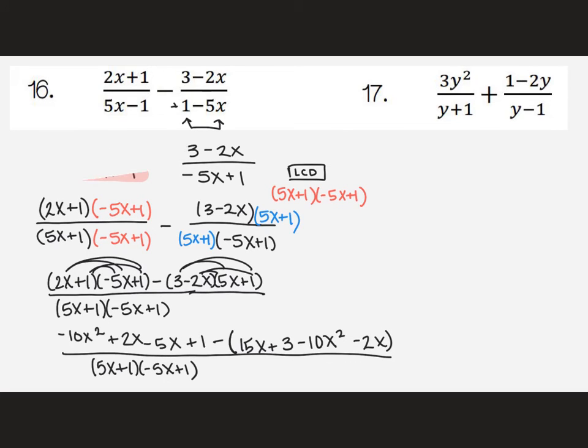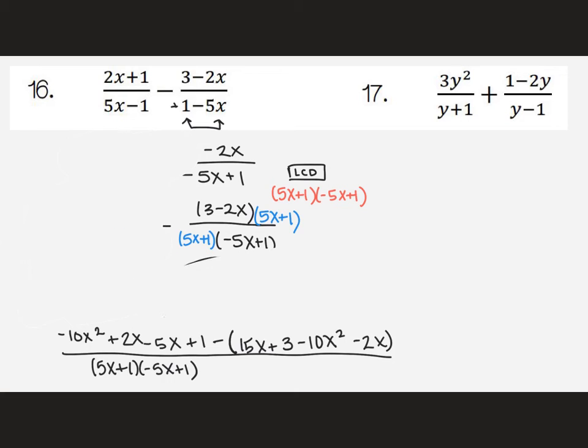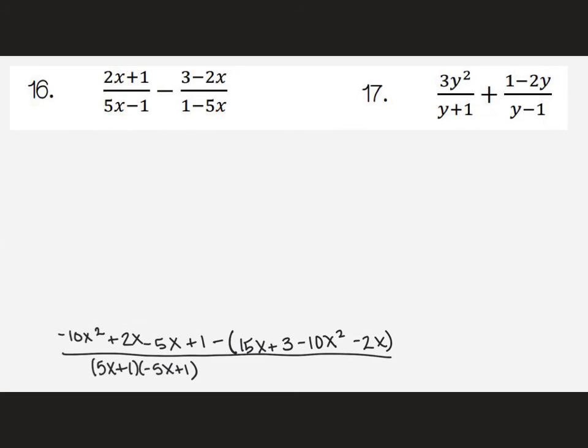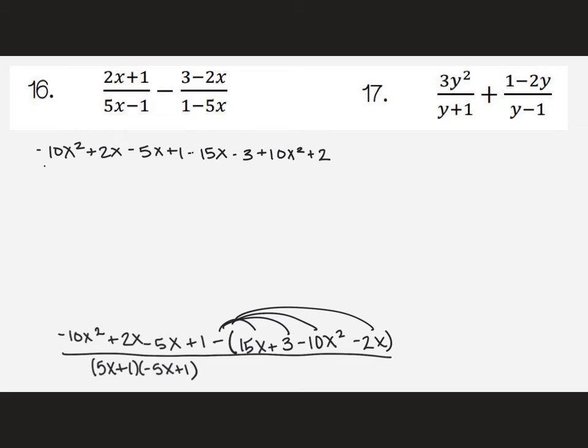I'm going to erase a little so that I have room to write, and then I'm going to distribute that negative through. When I distribute and rewrite, I'll have negative 10x squared plus 2x minus 5x plus 1 minus 15x minus 3 plus 10x squared plus 2 all over 5x plus 1, negative 5x plus 1.